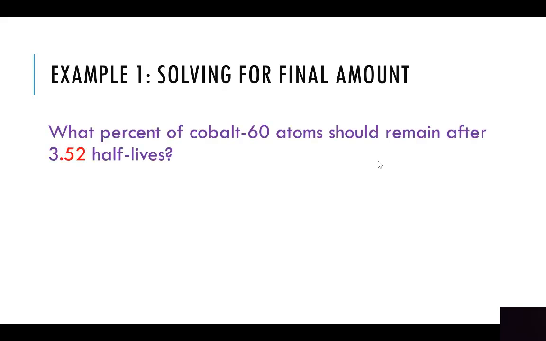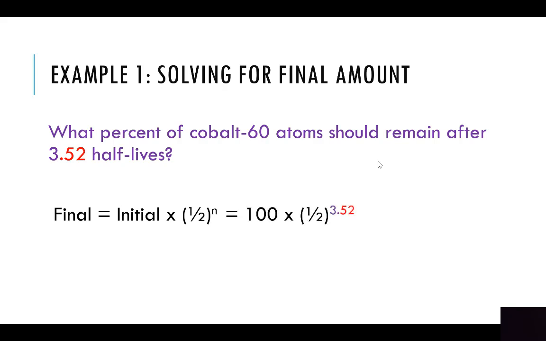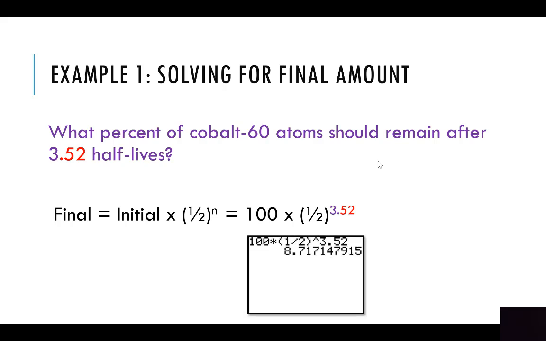Let's do this problem. What percent of cobalt-60 atoms should remain after 3.52 half-lives? So we're going to pull out our equation, final equals initial times 1/2 raised to the n. So we're going to start with 100%, and we're going to multiply that by 1/2 3.52 times. And we do that by raising 1/2 to the 3.52. And when you plug it into the calculator, it should look something like this. Be careful with the parentheses. 100 times parentheses 1/2 close parentheses raised to the caret button 3.52, and we get our answer.